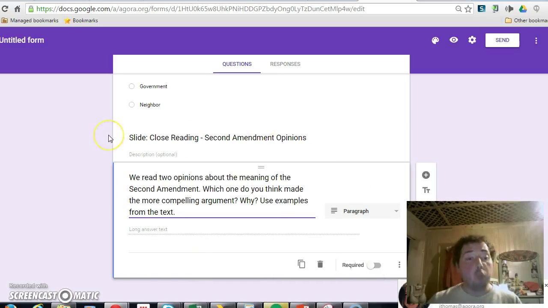So that is just one way of using Google Forms throughout the lesson, not just at the end of the lesson, to be able to collect the work from the students, to hold them accountable for what you're doing.